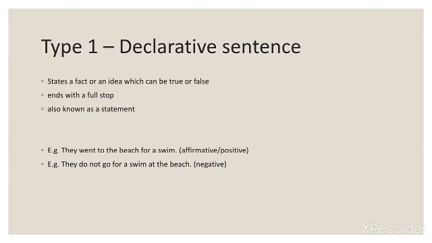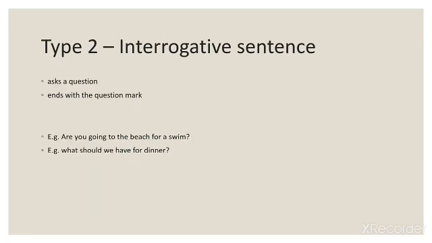Type 1, declarative sentence. A declarative sentence states a fact or an idea which can be true or false. It ends with a full stop. It is also known as a statement. Example, they went to the beach for a swim. This is an affirmative or positive sentence. They do not go for a swim at the beach, and this is a negative statement.